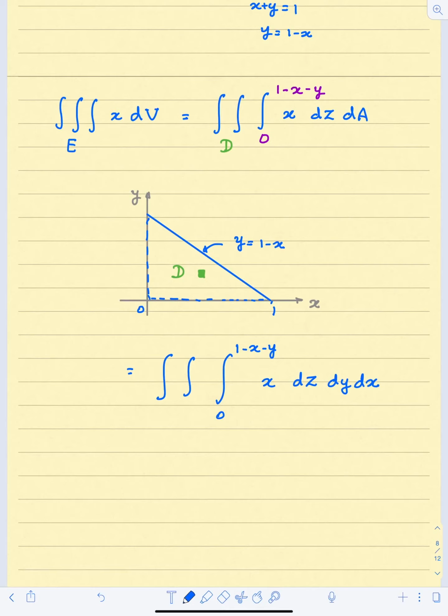Using that information, we can figure out the limits of the middle integral. The lower value of y is given by the x-axis. Therefore it should be 0. The upper limit of y is given by the line y equals 1 minus x. Finally, the limits of the outer integral correspond to the x variable, and those two limits must be constants. The lower limit should be 0 and the upper limit should be 1. Okay, now we can integrate this.